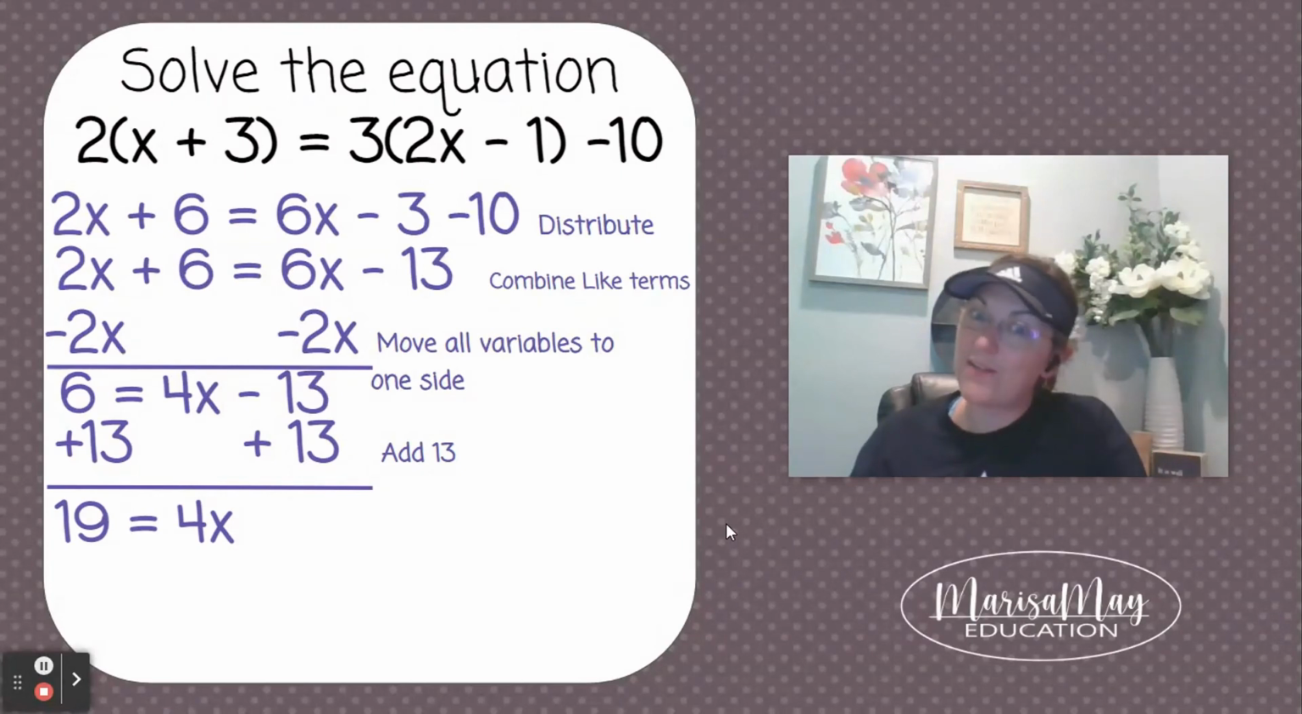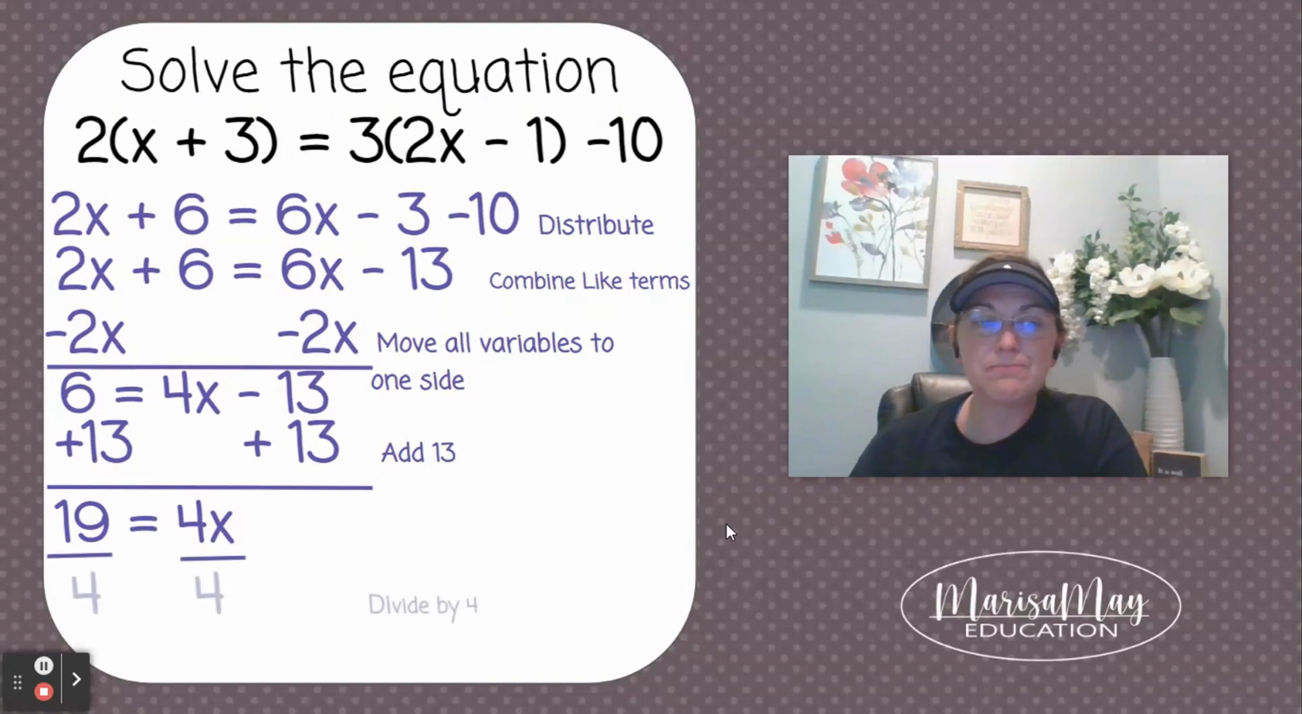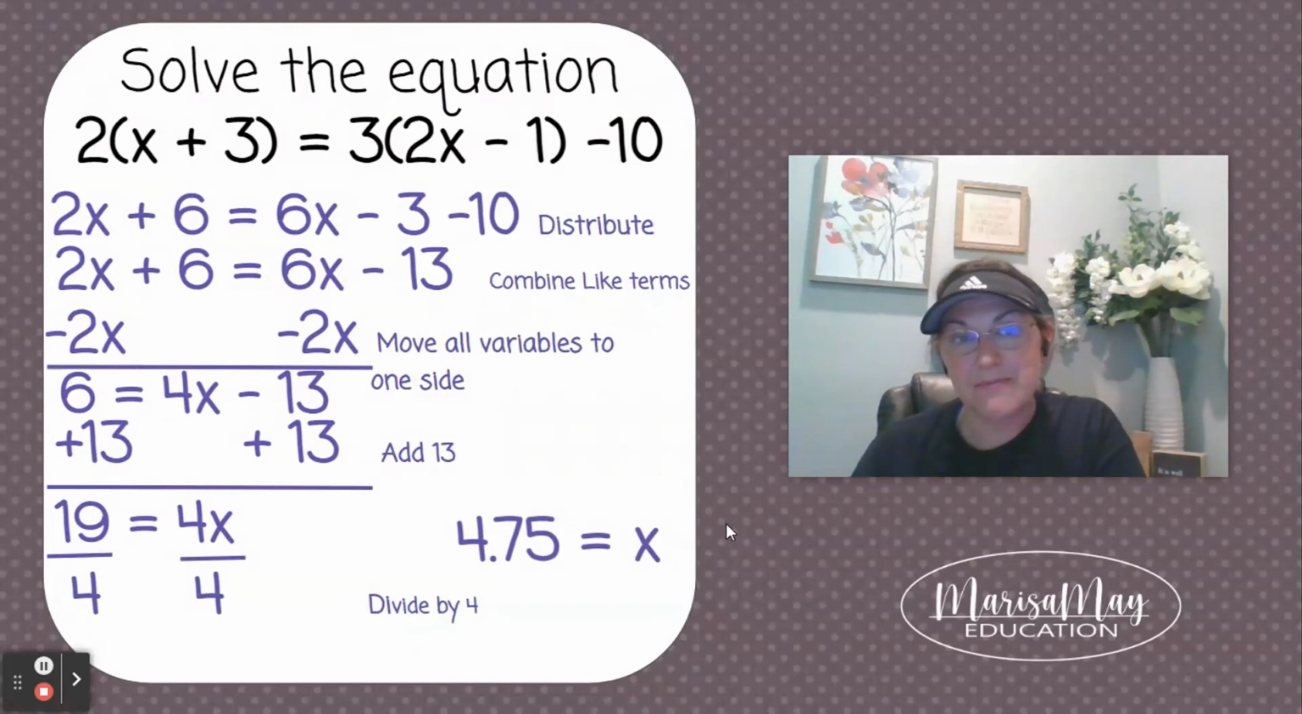Now we take care of the multiplying by 4x by doing the opposite, which is to divide by 4x. And we don't get a nice answer, but that's okay. We get x equals 4.75.